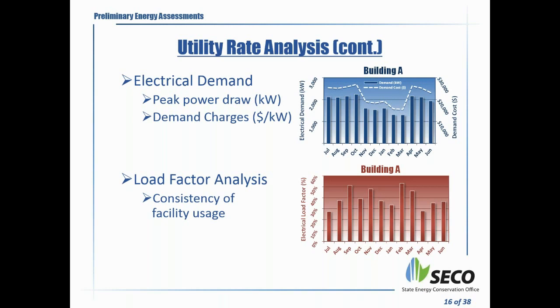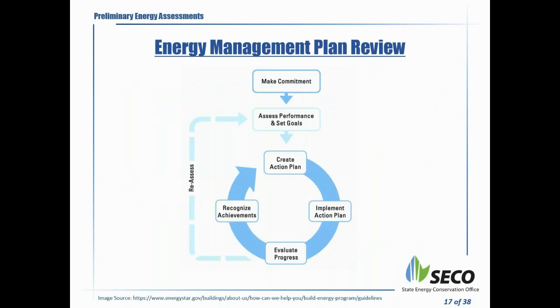So for example, we may run into facilities that have a high load factor, which is anything above 40%. Usually, if you've got a load factor of more than 40%, it means that you have some sort of after-hour operation, or things are running after hours. So as a part of basic utility analysis, we will look at that information, and that will be presented in the reports also.